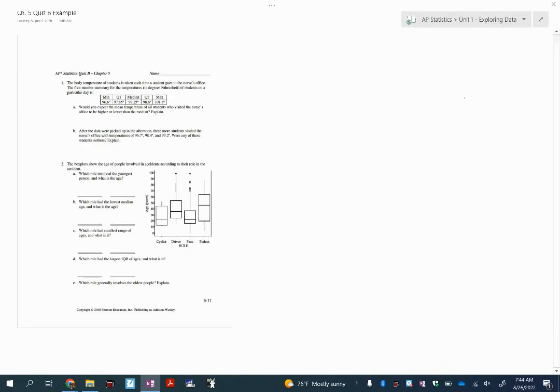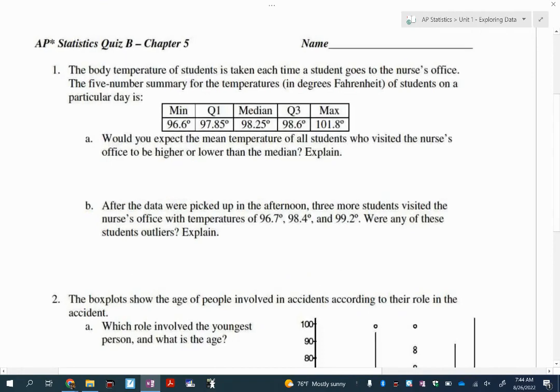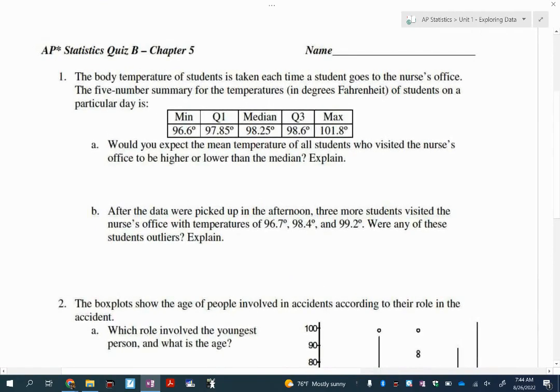In this video, I'm going to go over how to do the questions for Quiz B from Chapter 5. You guys are going to have a few Delta Math links to do from Chapter 5 that talk about looking at the potential for outliers as well as some box plots.